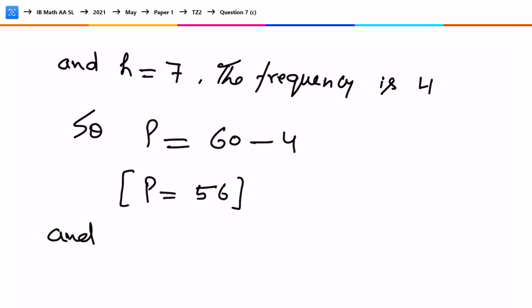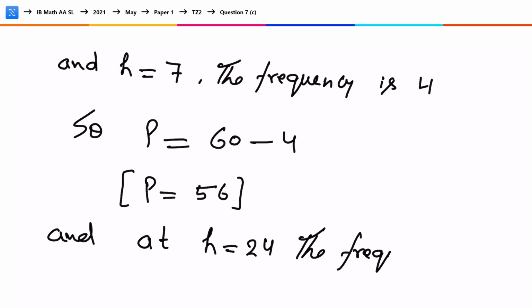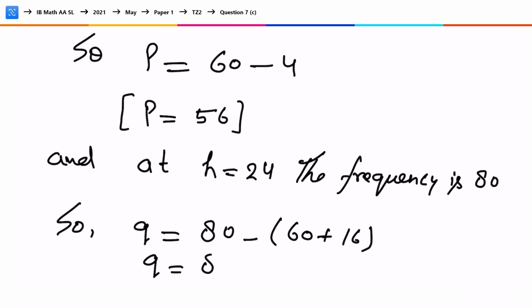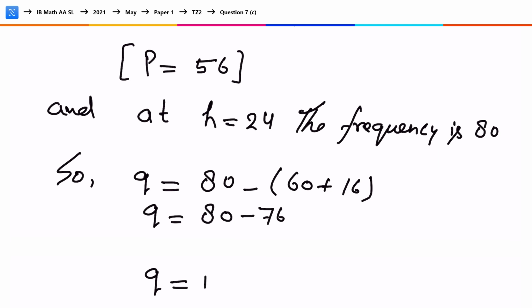Next, when H equals 24, the frequency is 80. To find Q, we calculate Q equals 80 minus 60 plus 16, which simplifies to Q equals 80 minus 76, resulting in Q equals 4. And that's our final answer.